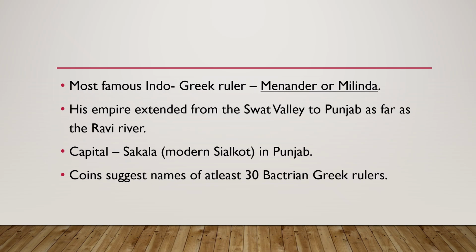One of the most famous Indo-Greek rulers was Menander or Milind, and during the period of his rule, the Indo-Greek power extended as far as the Ravi River. He had his capital at Sakala or modern Sialkot in Punjab, and the names of at least 30 Bactrian Greek rulers are known from a large number of coins. Menander's coins have been located as far as Kabul in the north and Mathura near Delhi.